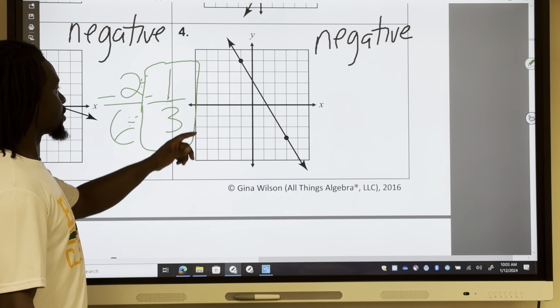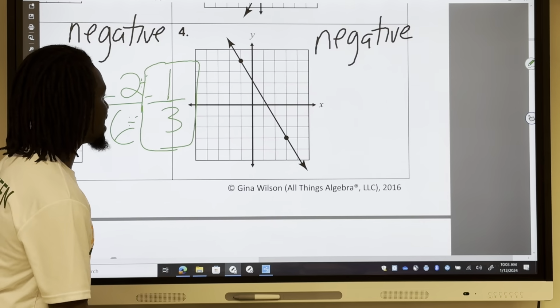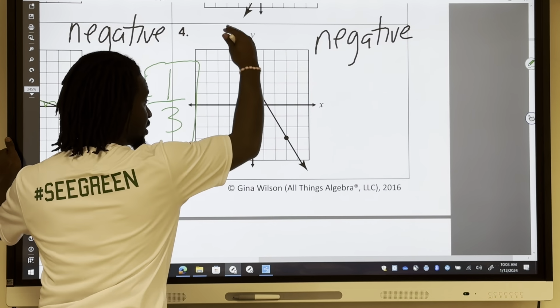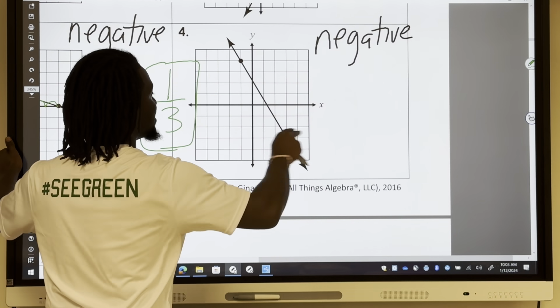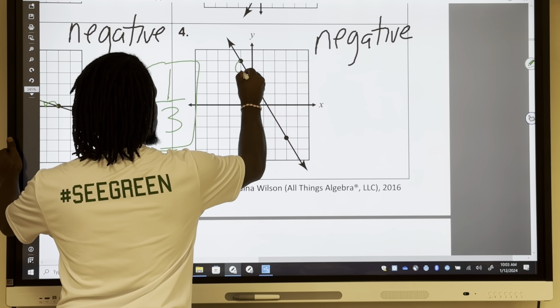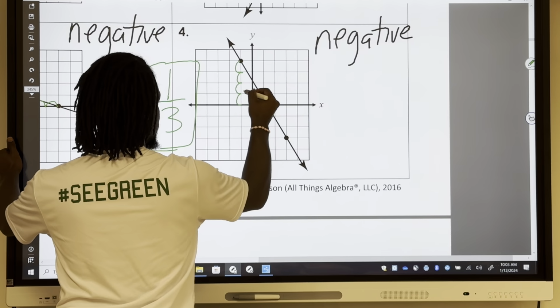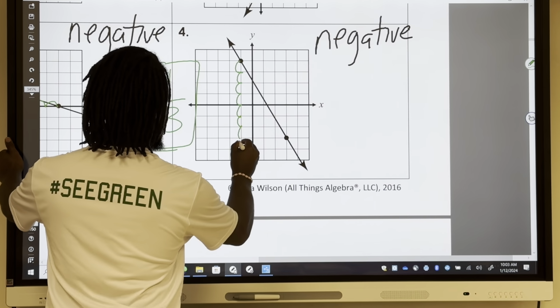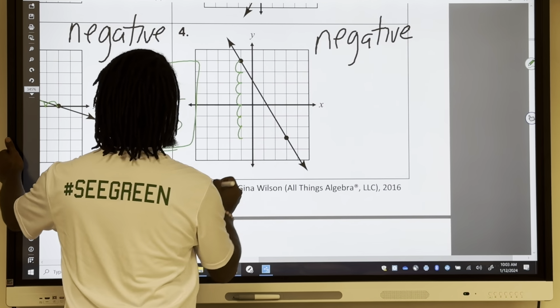Next one. Start here and I'm going to that point. So I'm going to start here. I'm going to go again, rise over run. Got to go up and down, then left or right. So I'm going 1, 2, 3, 4, 5, 6, 7, okay? So now I'm here, so that's 7, and I went down, so that's a negative 7.